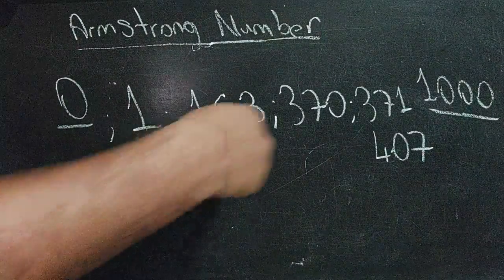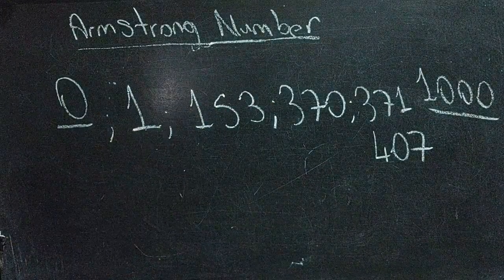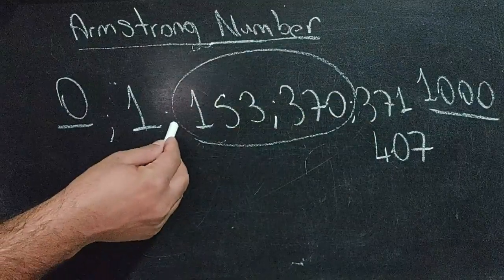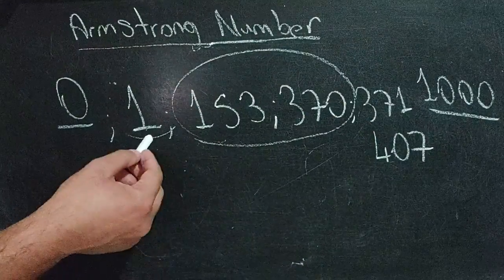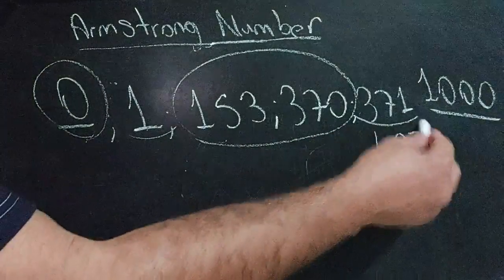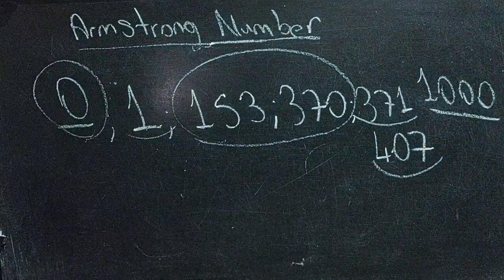And you can try for all of them and you will see they are Armstrong numbers. I tried for two of them, and for these you don't need to try because 1 cube is 1 already and 0 cube is 0. And you please try for those two numbers.